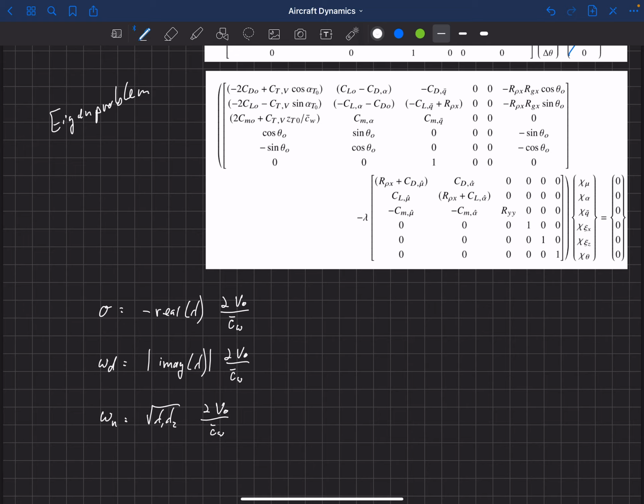Okay, so we're going to be looking at some results here. I just want you to know what has happened. I've solved this set of equations for the eigenvalues and eigenvectors, but then to get dimensional results out, to look at things in radians per second, for example, I've needed to re-dimensionalize these lambda values that come out, and we'll go through some examples now.